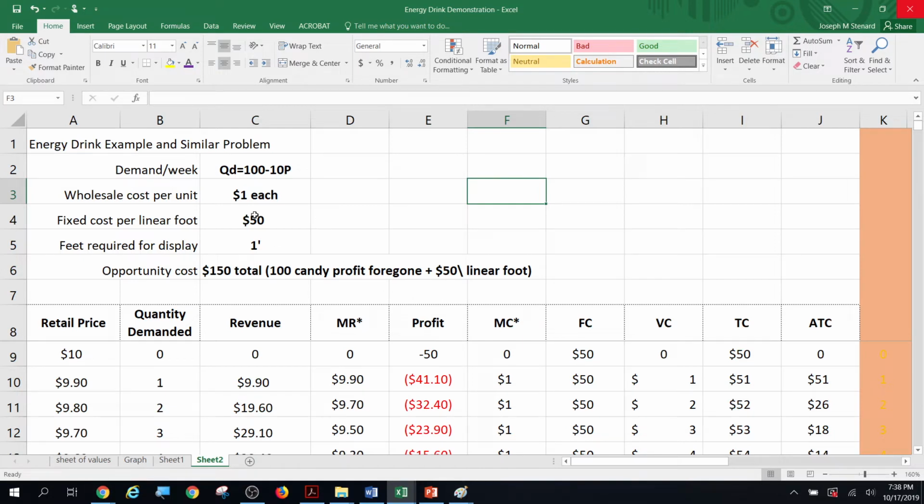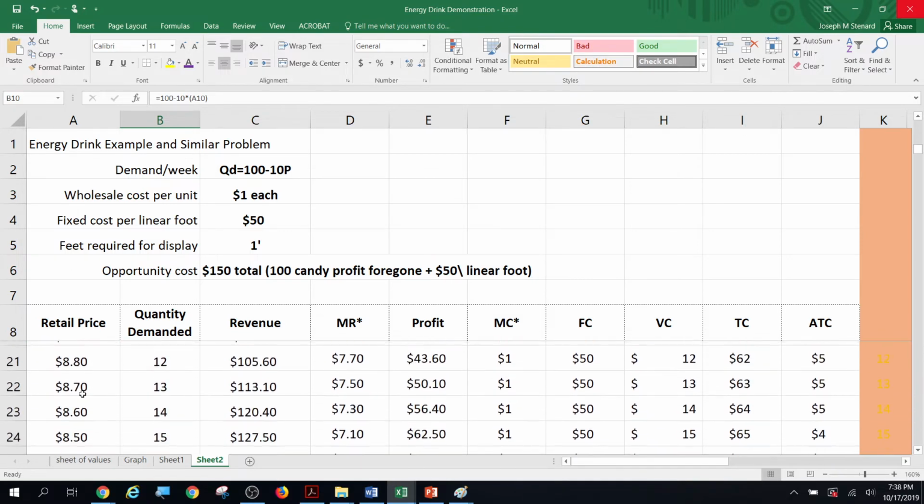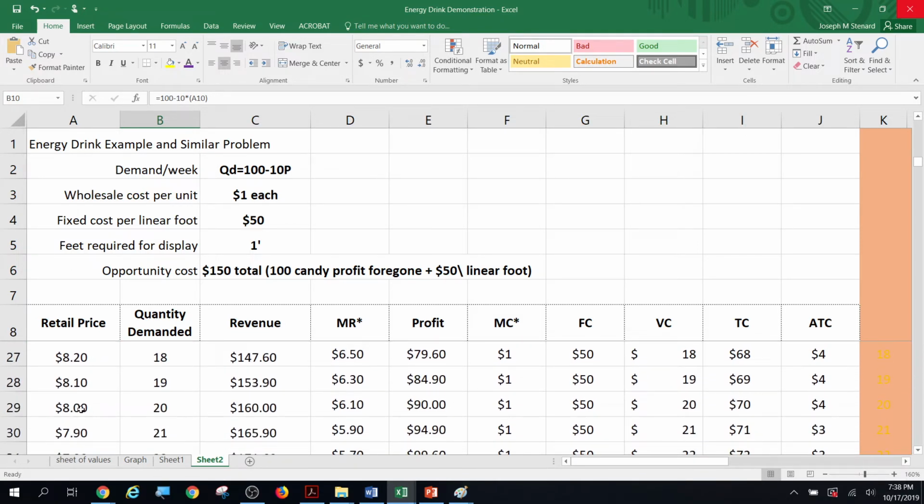This is the one that I did in class. This is the demand per week. Quantity demanded is equal to 100 minus 10 times the price. So if we charge $10, the quantity demanded will be 0. But if we charge $9.90, the quantity demanded will be 1. In other words, if this convenience store tries to sell their energy drinks at $9.90, they'll only sell 1. But as we move down here, we'll see that if they charge $8, they'll sell 20 per week. If they charge $5.90, they'll sell 41.